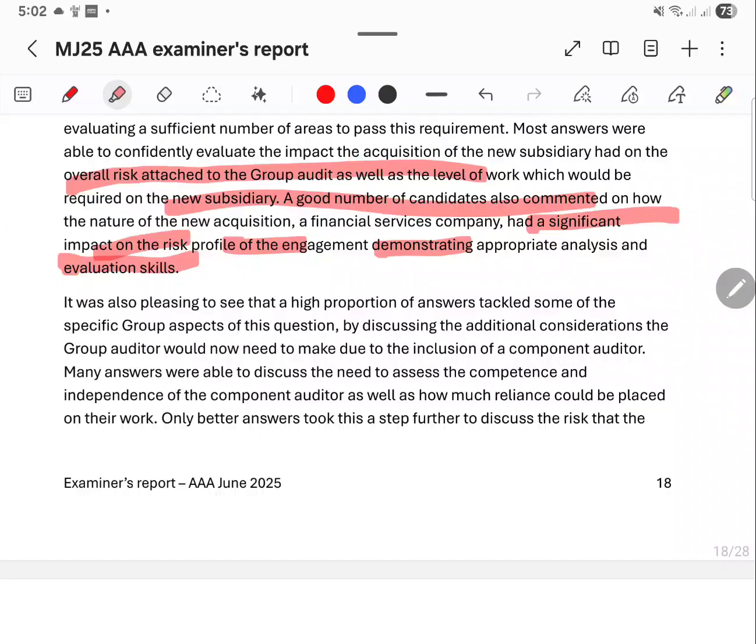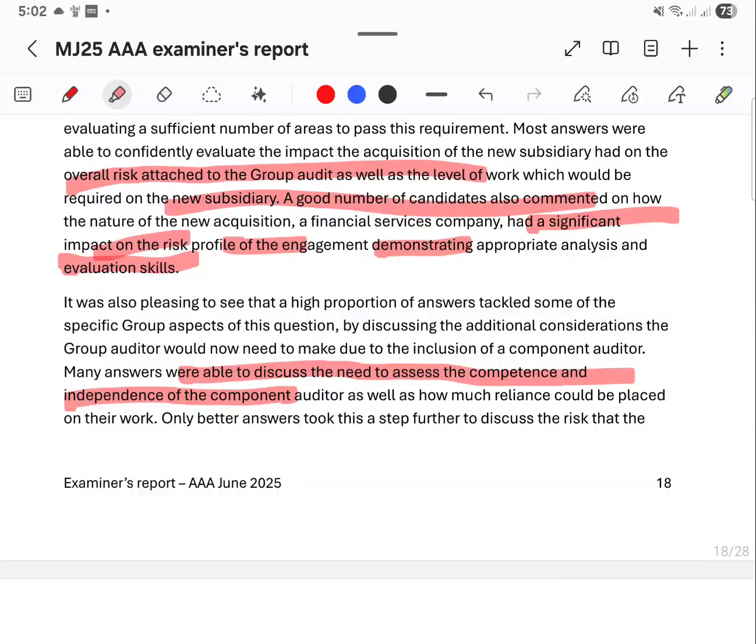It was pleasing to see that a high proportion of answers tackled some of the specific group aspects of this question by discussing the additional considerations the group auditor would need to make due to the inclusion of the component auditor. Many answers were able to discuss the need to assess the competence and independence of the component auditor, as well as how much reliance could be placed on their work.